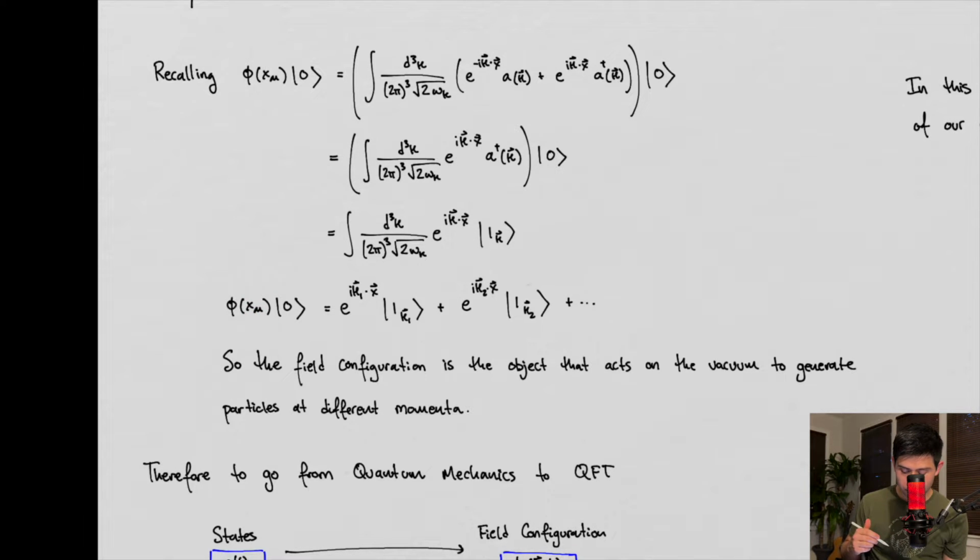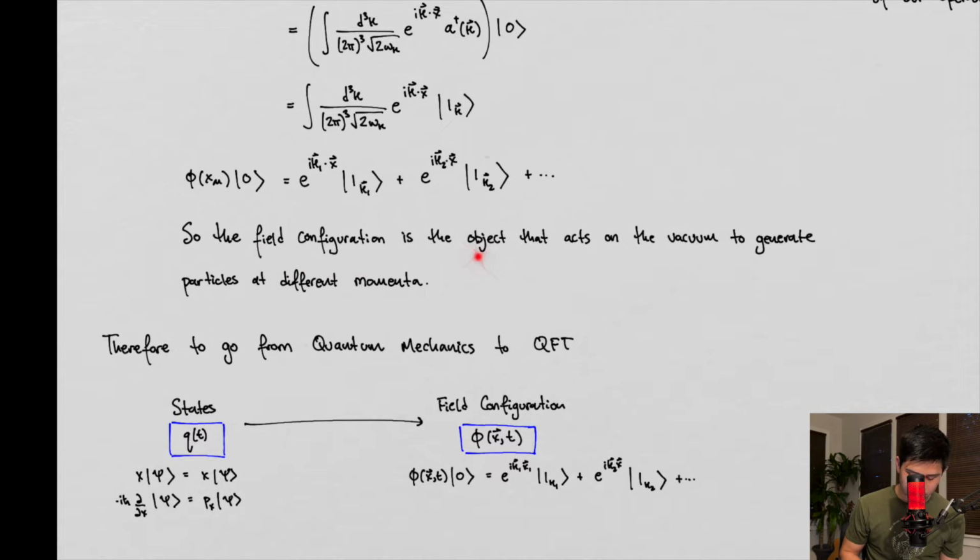So what the field configuration is doing is it's adding particles of different momentum at a particular point in space-time, right? And then the states in which K1 is, say, large, this exponential is going to make it so that that state is most likely to be the one that is going to be observed.